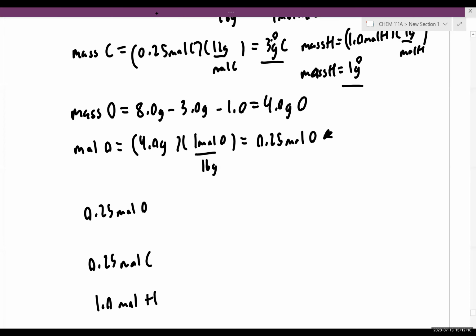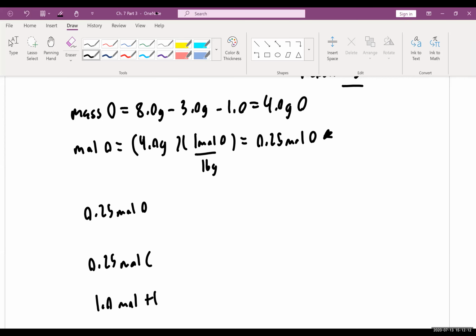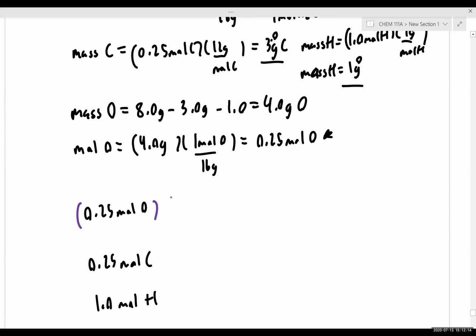We have each of our moles in place, and now we're going to divide by the smallest number of moles, in this case 0.25. Let's pick moles of oxygen. So that gives us 1 mole of oxygen per every 1 mole of oxygen.